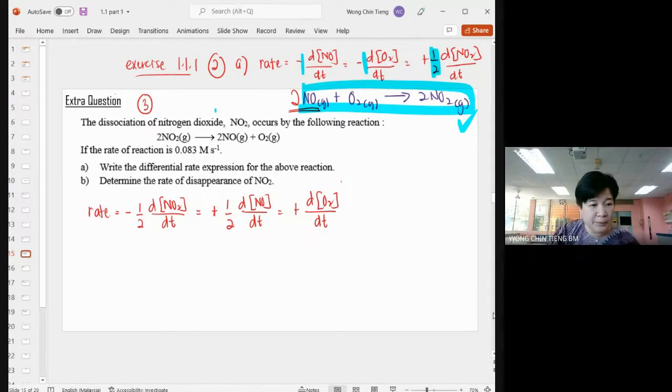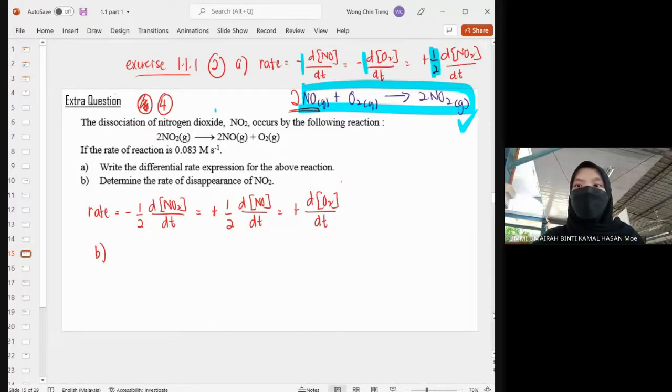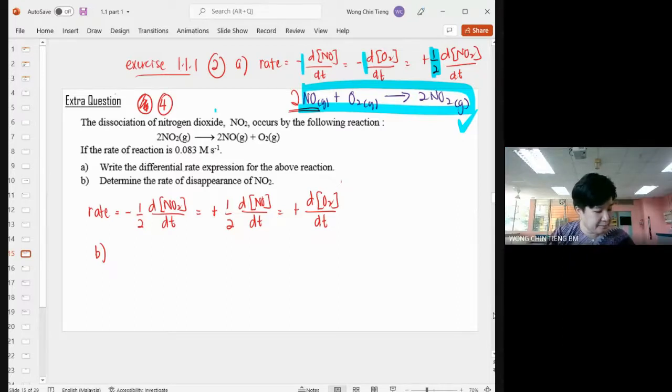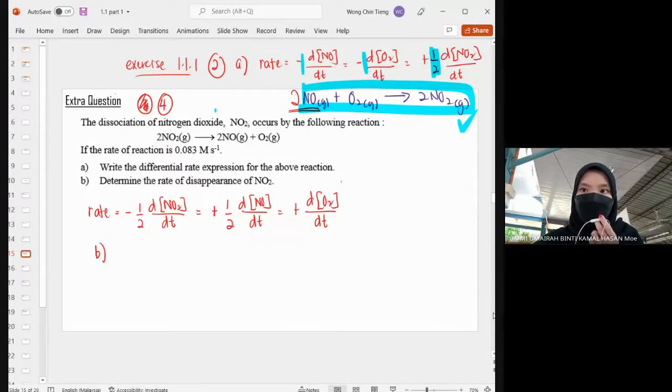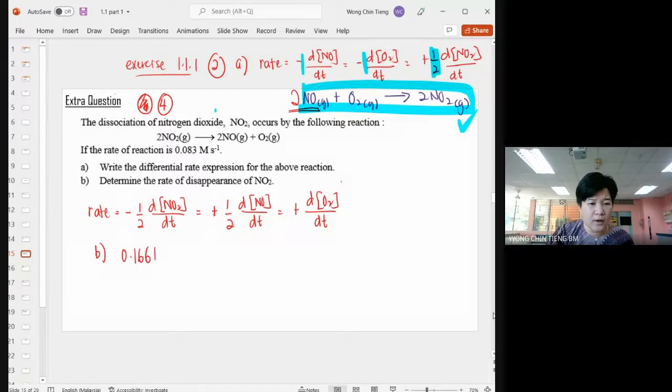Alright. For B, can anybody give me the final answer of your 3B? Not 3. Which question is this? Question 4, sorry. Question 4, B. Can anybody give me the answer for B? Just the final answer. 0.166 ms negative 1. Okay. If anyone disagrees and tells me, I will calculate it. Okay. Alright. Next, we go to the next question.